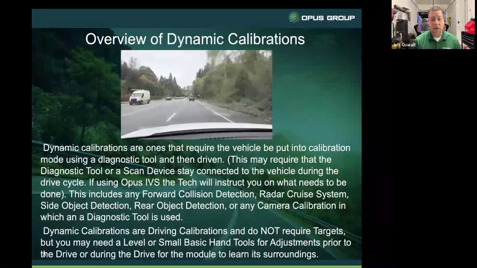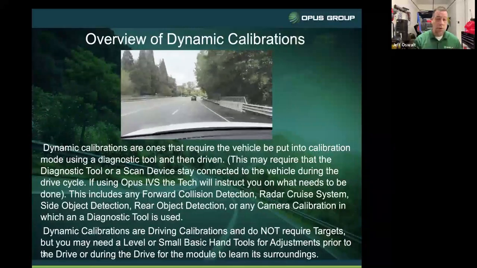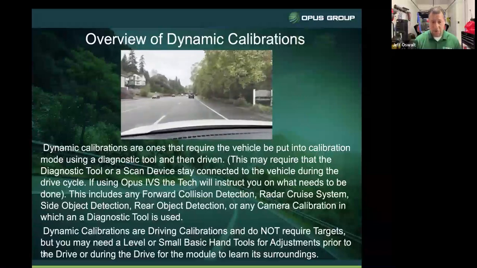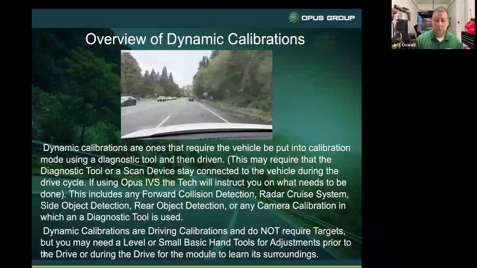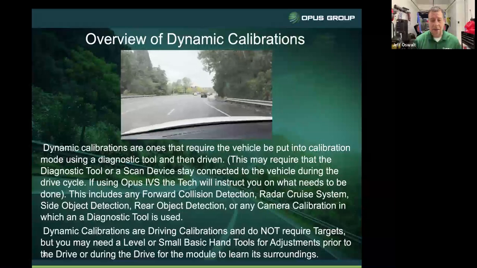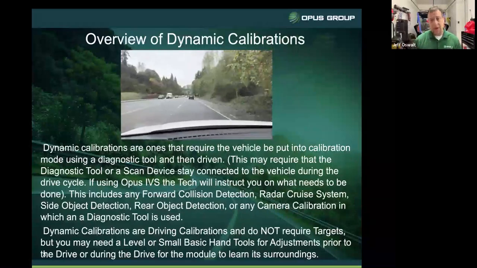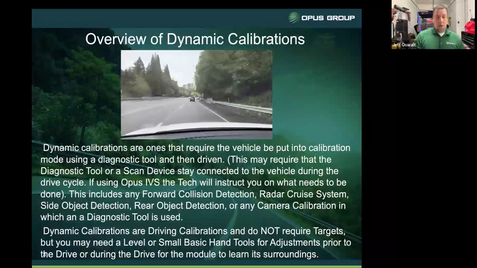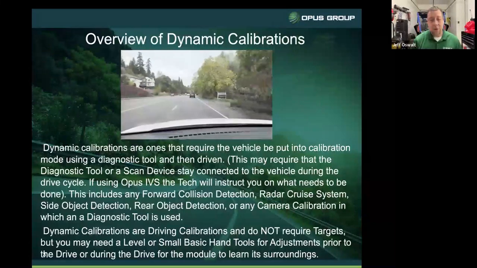If you're using Opus for the calibrations, our technicians, whether on the mechanical side or the collision side, are going to tell you what needs to be done, right? So when you're doing Ford collision detection, radar cruise systems, side object detections, whether front or rear, any camera calibrations, LiDAR calibrations, all that stuff, it's all going to be in there. Those guys are going to help you out if you're unsure what to do after looking at the service information. So like we talked about earlier, dynamic calibrations are driving calibrations, but they do not require targets.